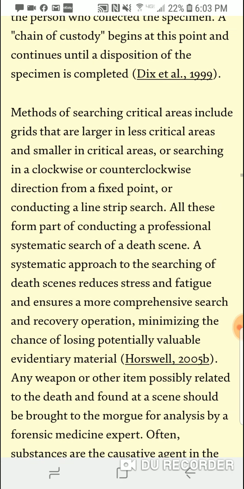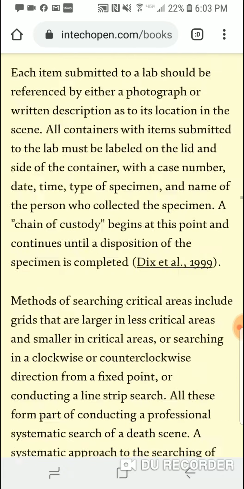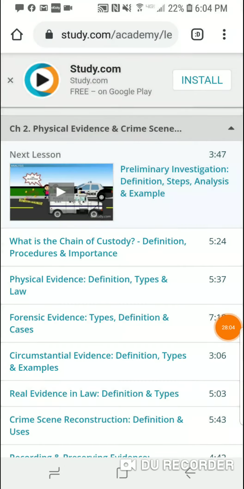So, as we can see from just the things mentioned in this video regarding crime scene, they really did nothing by the book.